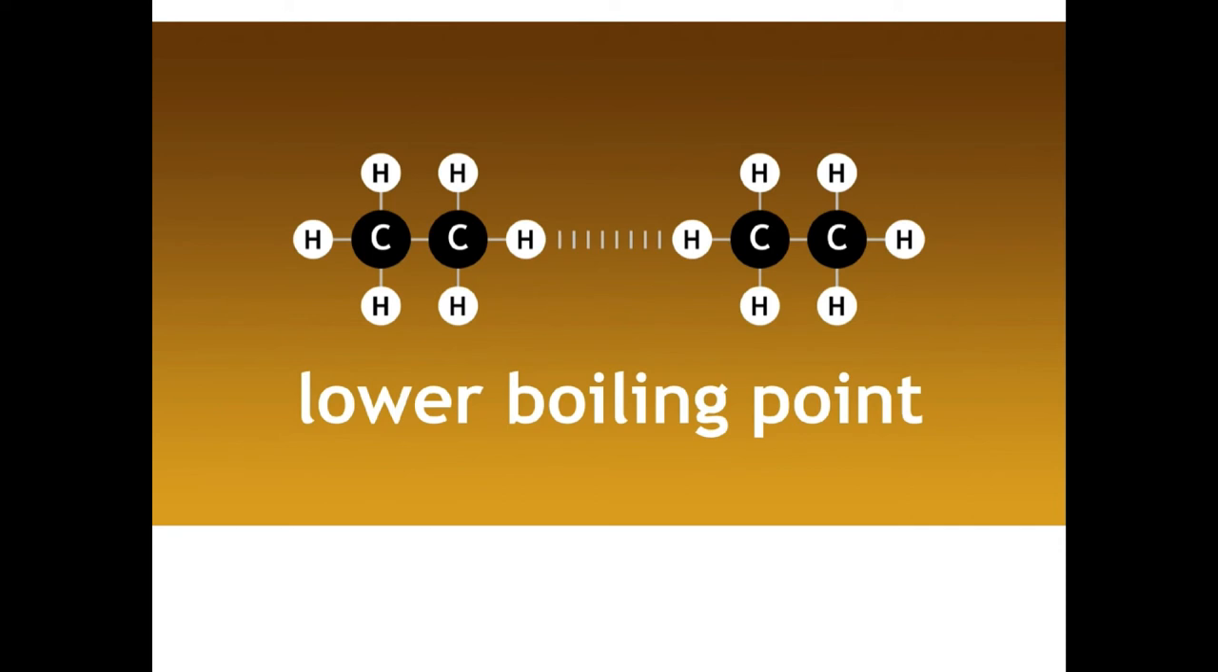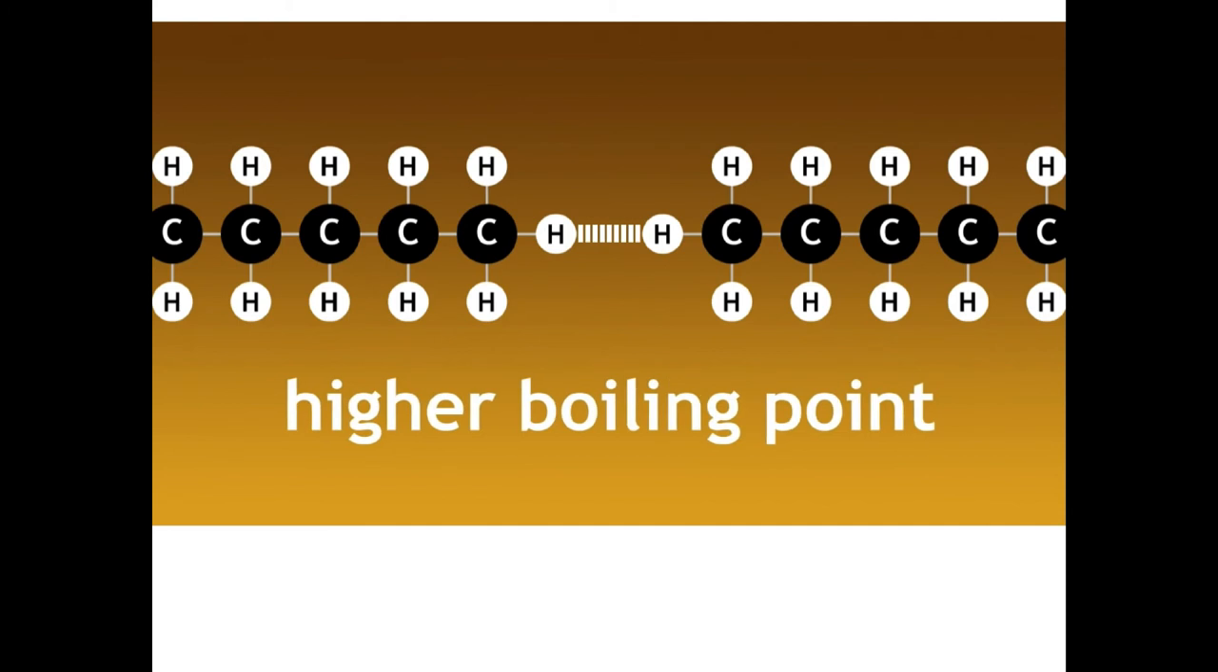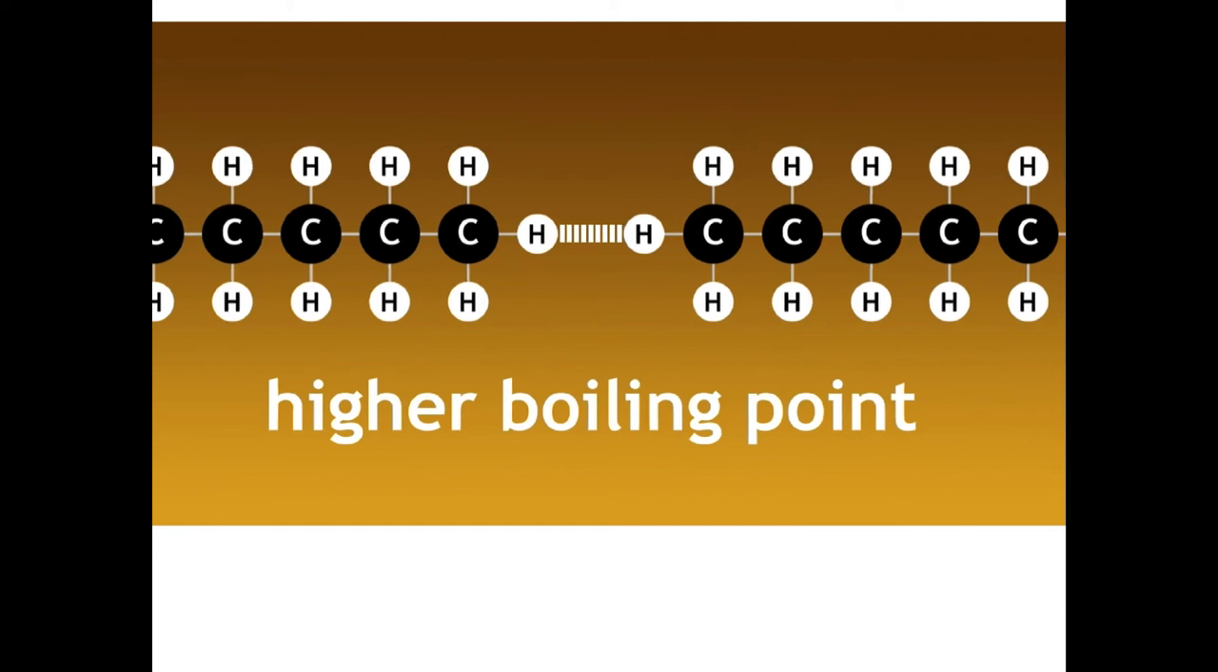The longer molecules have greater intermolecular forces. More energy is required. A higher temperature will be needed to evaporate these molecules. They have a higher boiling point. Now we understand how chain length is related to the boiling point of a molecule, let us look at how this method works.